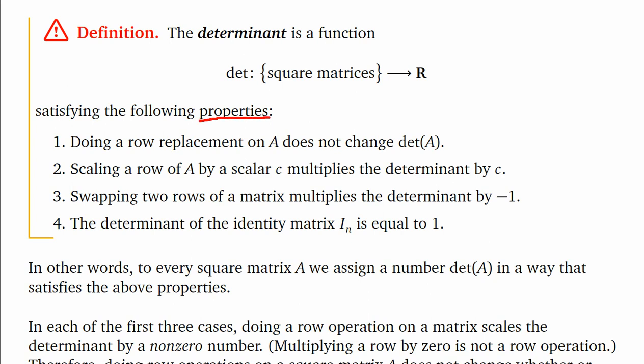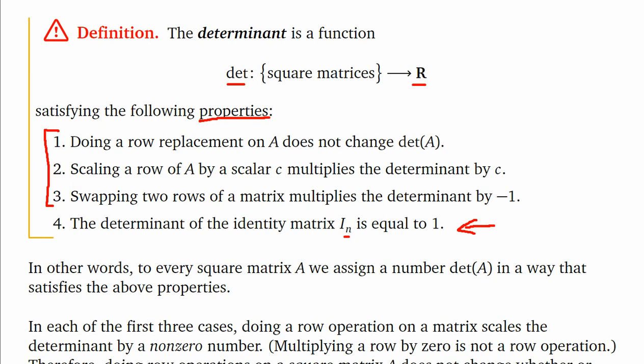So Margalit says that this determinant function needs 4 defining properties. First of all, the first 3 are about row operations and how the row operations will affect the real number that spits out. The last one is that the determinant of the identity matrix, for any positive integer n, the determinant of an identity matrix is equal to 1.